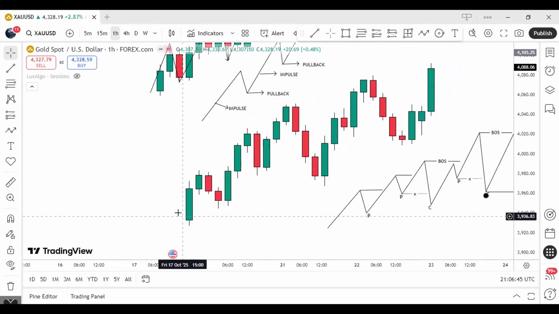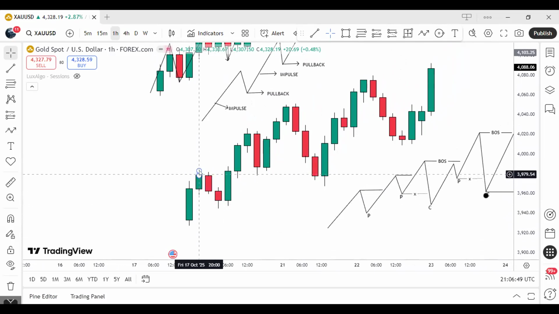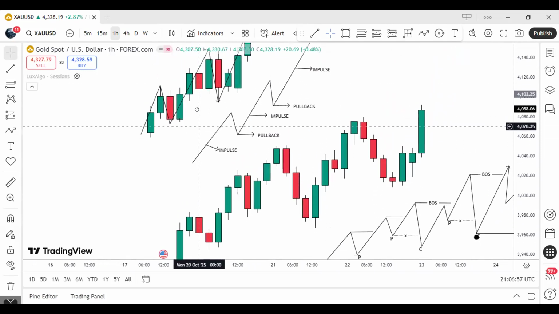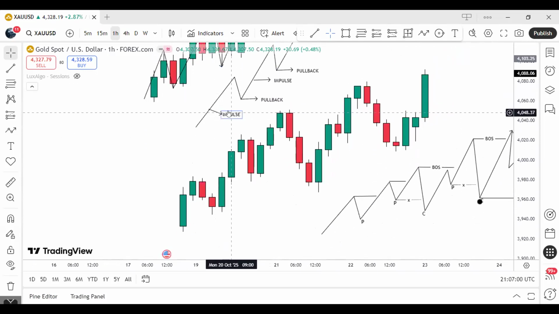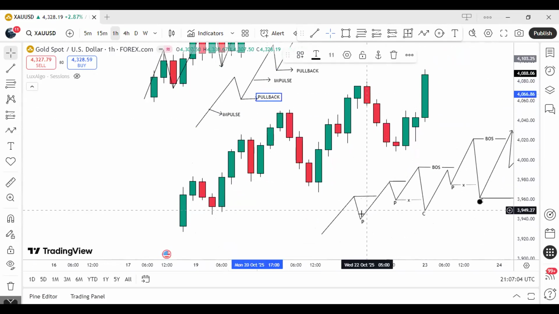All right. So this is an impulse move. We have a pullback here. Why? Because this green candle that has the highest high, the low was taken. So this is a pullback here. We have this to be, let me use this P here.